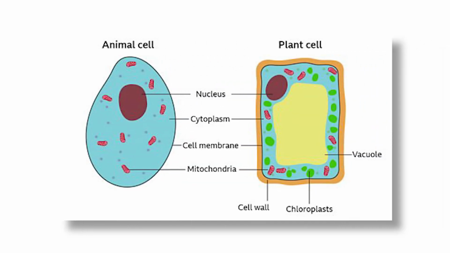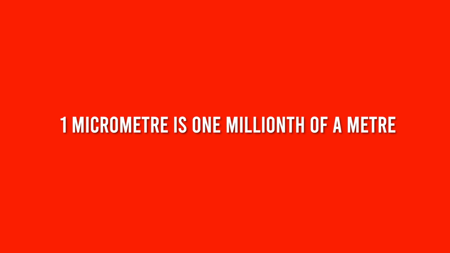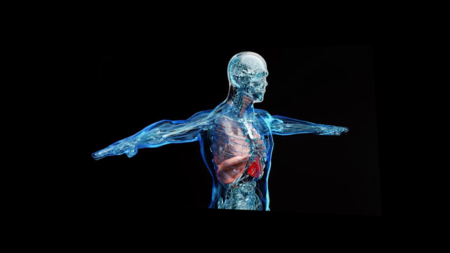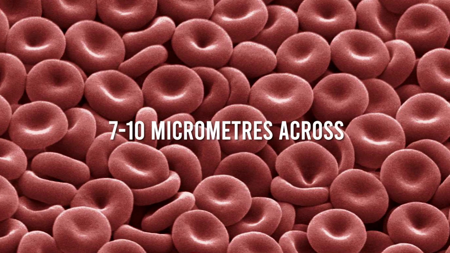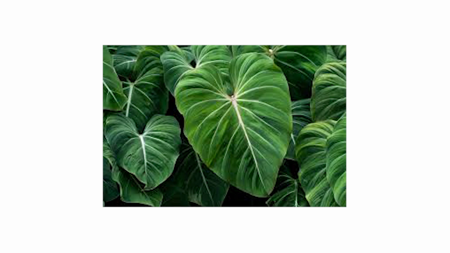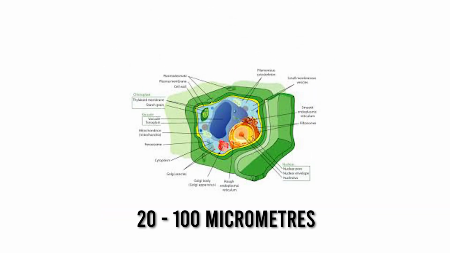Most animal and plant cells are between 10 and 100 micrometers in size. To put this into perspective, 1 micrometer is 1/1,000,000th of a meter, or 10 to the power of -6 meters. For example, a typical human cell, such as a red blood cell, measures around 7 to 10 micrometers across. Plant cells, on the other hand, are often larger, averaging between 20 and 100 micrometers.